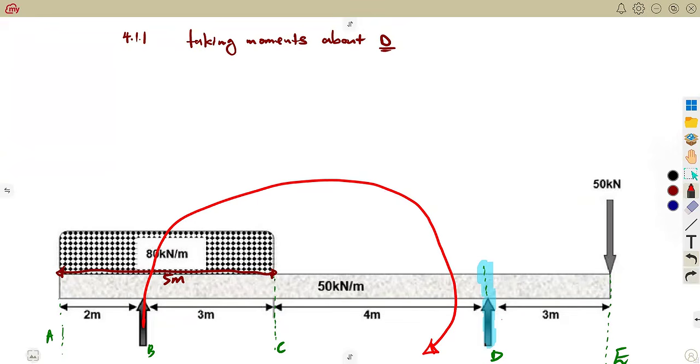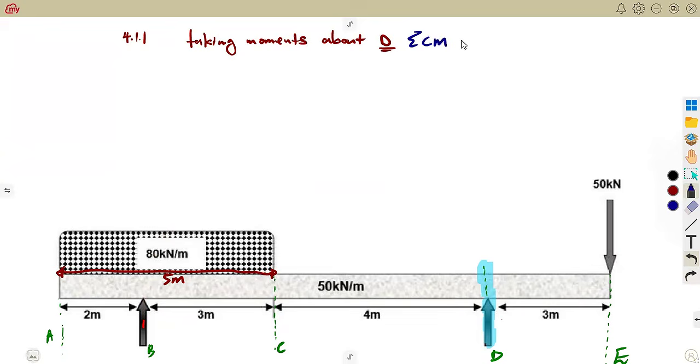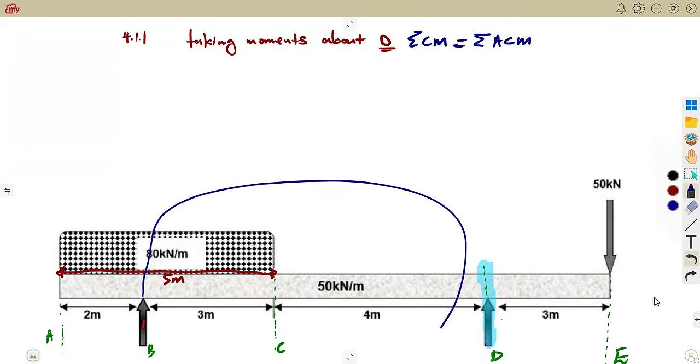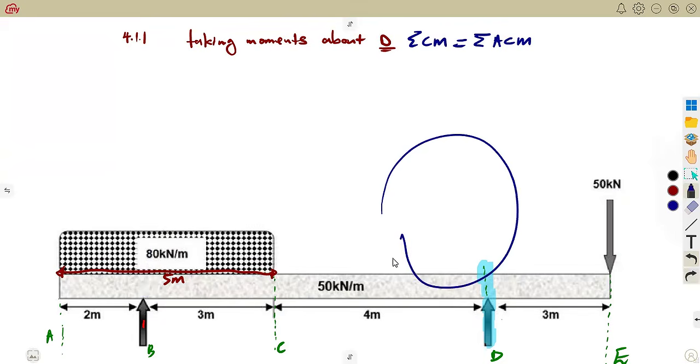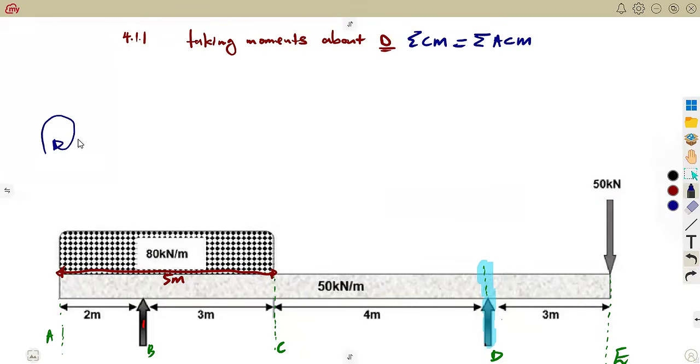So that means we are going to refer to the sum of the clockwise moments being equal to the sum of the anti-clockwise moments in that case. So this B, as it is going to D, is moving in the clockwise. Remember, going this way. The opposite, guys, is our anti-clockwise. If it is in the opposite way, that will be your anti-clockwise.